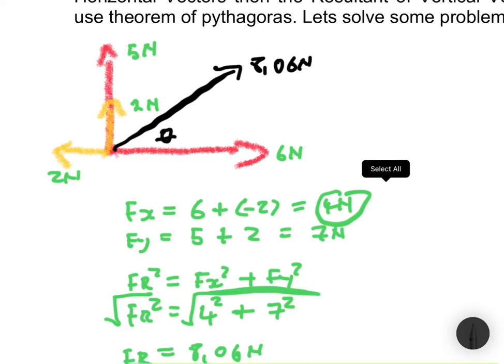Now the question is, what is that angle? Can we find that angle, please? Because a force is a vector. We need a magnitude and a direction. To find that angle, it's pretty much straightforward. You can use any trig ratio of your choice. But let me just use tan, and you will realize why I'm using tan as we go forward, right?